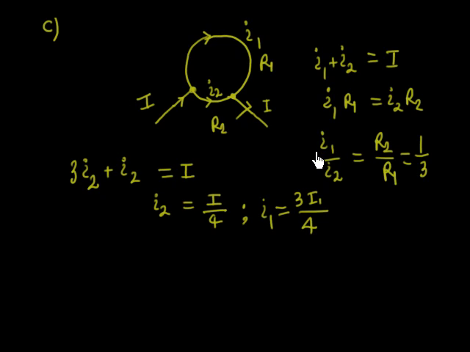This is not 3I2. I1 is basically 1 by 3 of I2, so I1 is I2 by 3. So I have to have this gone. So I will have 3 plus 1, that is 4I by 3. So this is 4I by 3. Are you getting? So this is not I by 4.